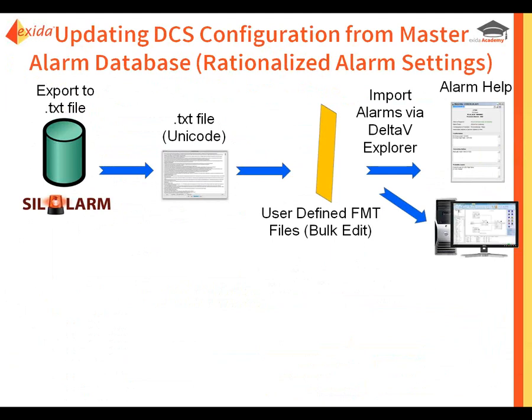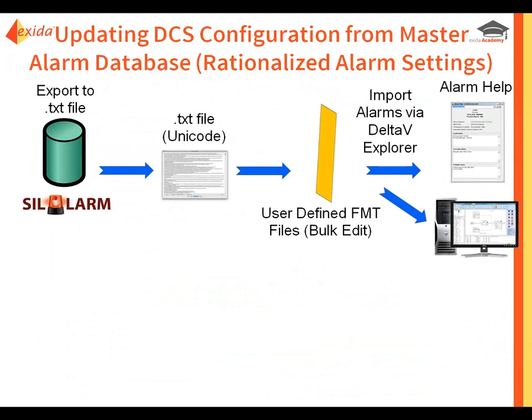So information like the alarm limit or the priority or the message or the on delay or off delay, those parameters, those attributes might be changed as a result of your rationalization process. So you want to get that into your control system so you can have the benefit of what you've just done. You don't get the benefit of rationalization until you move the configuration changes into the control system.